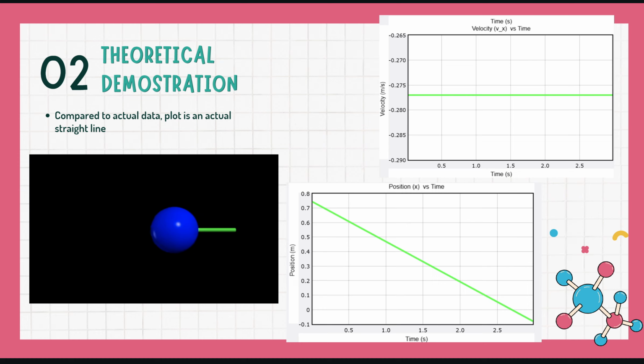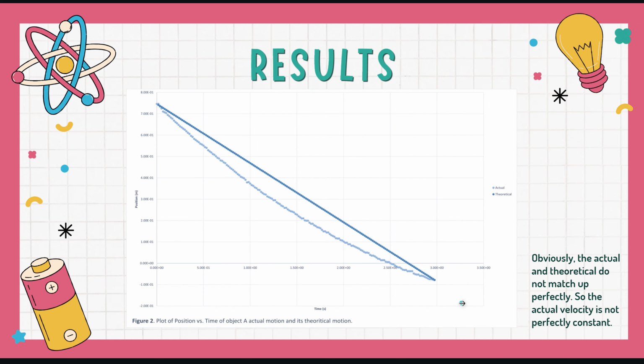And then our theoretical demonstration, which can be seen here, is a perfectly straight line because velocity is held constant, so it's changing at a constant rate. And so our results are this graph, which has our actual position versus time graph with our theoretical one, and both are decently straight lines, which demonstrates the principle that there should be no force acting on it, so velocity should be held constant, so position should be changing at a constant rate because velocity is constant, and velocity is the rate at which position changes.